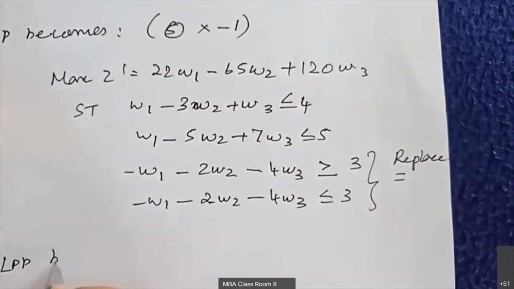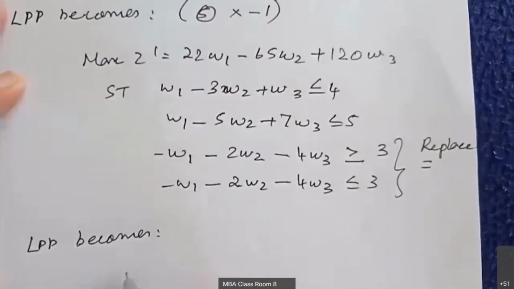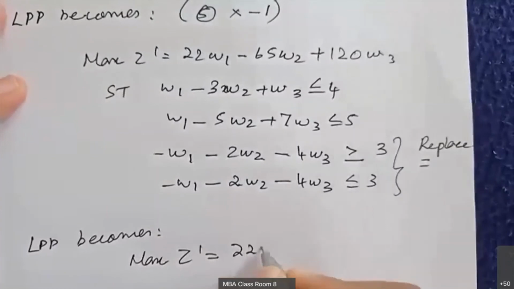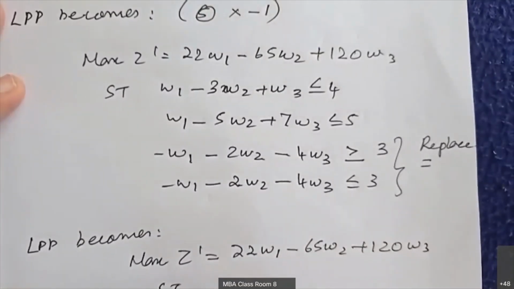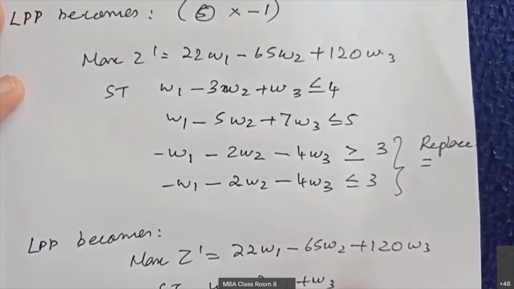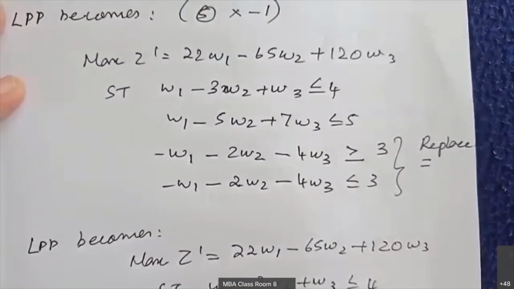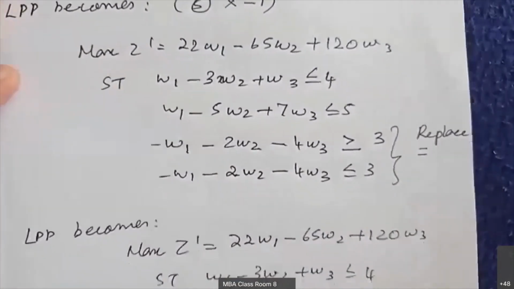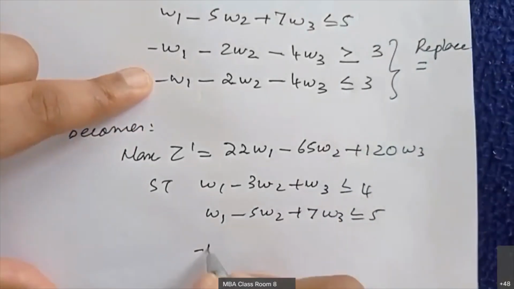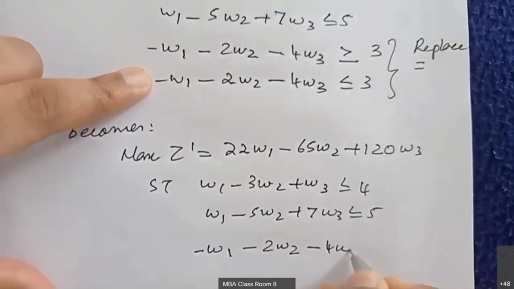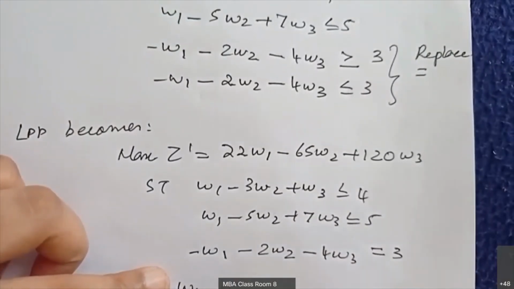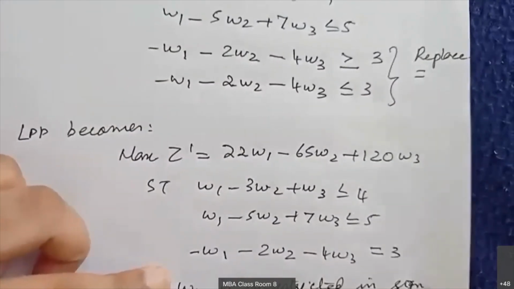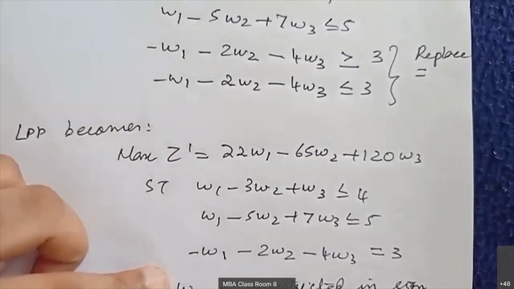Again, the LPP becomes, maximization. The objective function is going to remain the same: maximization Z dash is equal to 22 W1 minus 65 W2 plus 120 W3, subject to W1 minus 3 W2 plus W3 less than or equal to 4. The second constraint, W1 minus 5 W2 plus 7W3, is less than or equal to 5. Instead of the third and fourth constraints, I'm writing minus W1 minus 2W2 minus 4W3 is equal to 3, wherein W1 is unrestricted in sign, and W2, W3 are greater than or equal to 0.